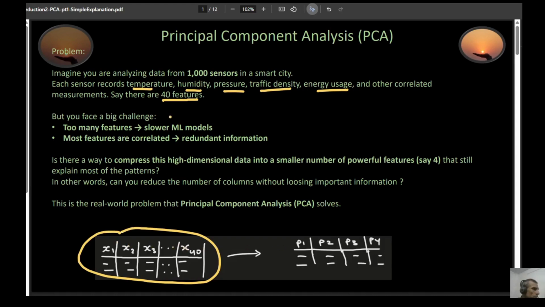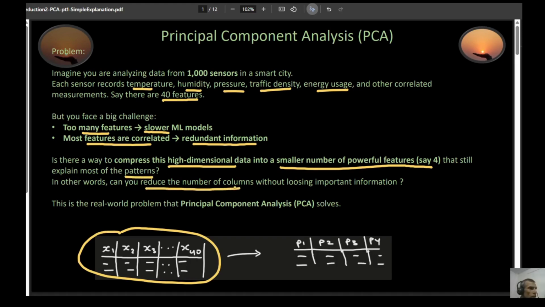But there is a problem. If you have too many features, then your machine learning model is going to be slow. Also, most of your features are correlated. In other words, you have redundant information in your dataset. So the question is this: is there a way to compress this high dimensional data into a smaller number of powerful features, say 4, that still explains most of your pattern? In other words, can you reduce the number of columns without losing important information?